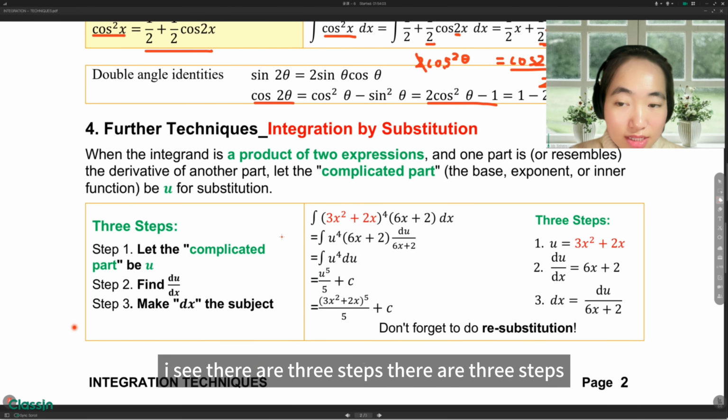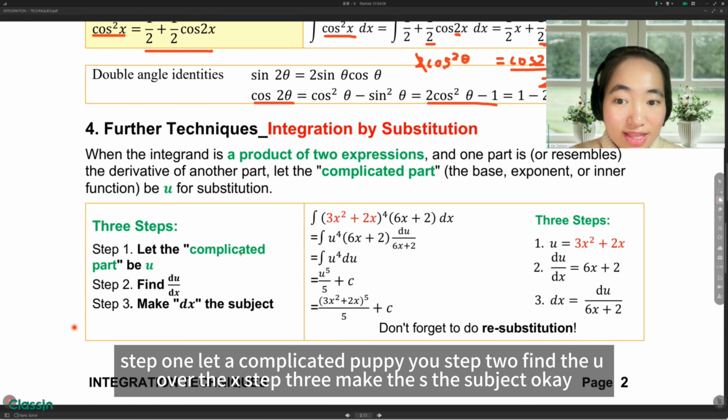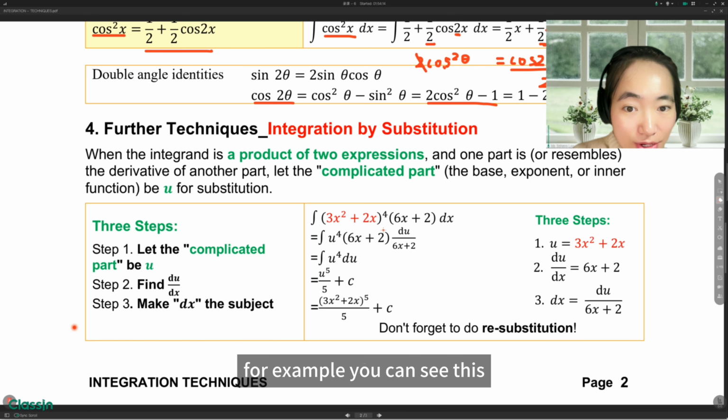There are three steps. Step 1, let the complicated part be u. Step 2, find du over dx. Step 3, make dx the subject. Okay, what do I mean? For example, you can see this.